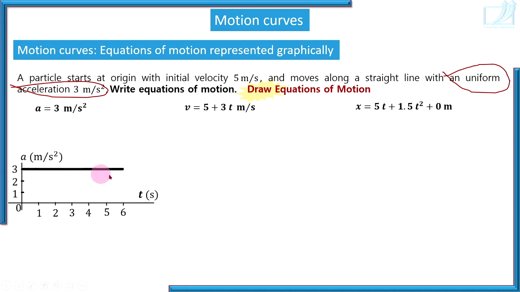And what does this line suggest to you? That y coordinates are not changing. Y coordinate, in the sense acceleration, is not changing. So this is a horizontal line.